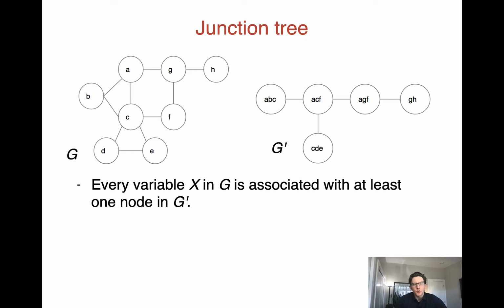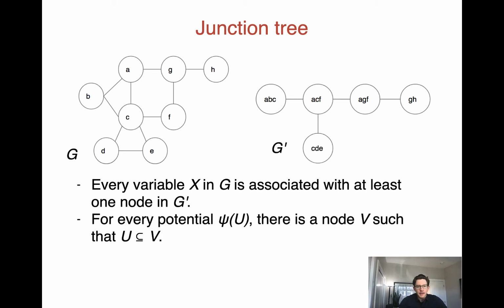Let's define this a little bit more precisely. So we say that a junction tree G prime is a tree decomposition of an original Markov random field G if there are three properties. First, it has to be the case that for every variable x in G, that variable has to be associated with at least one node in G prime. So we can see we've done that here. For every variable in G, you can see that variable appears in at least one of our nodes in G prime.